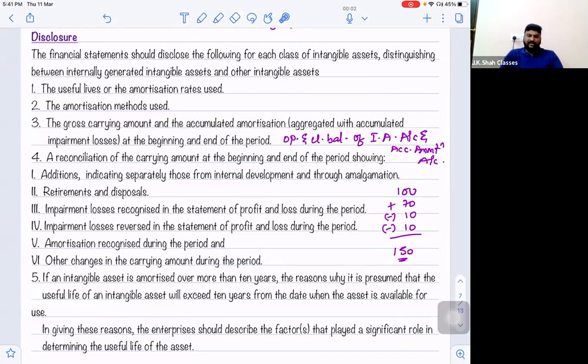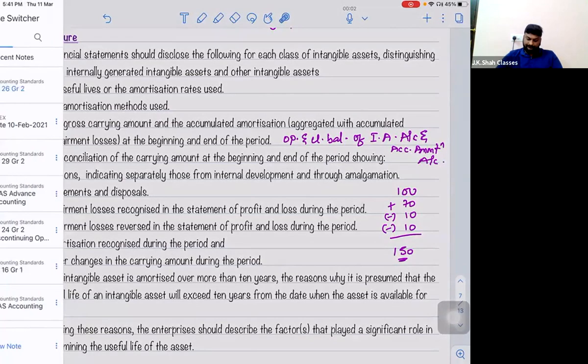Correct? So let us go ahead now. Anybody with any sort of query with the disclosure point? If yes, then you can raise it. If not, we'll go ahead with the pending questions of the topic. Fine. Nobody is raising any queries, so it seems it's clear. So we go for the questions now.